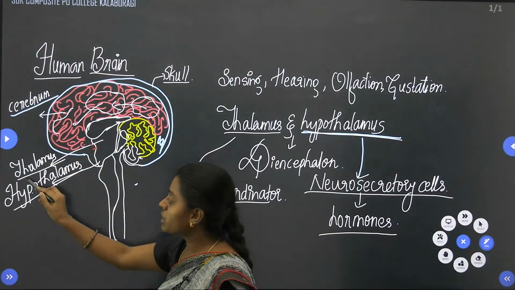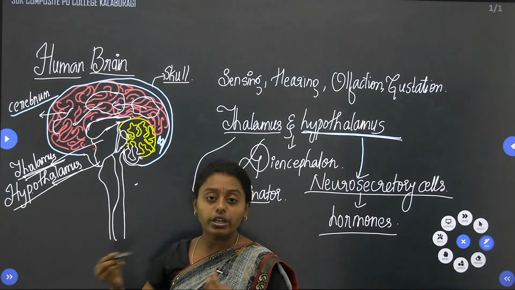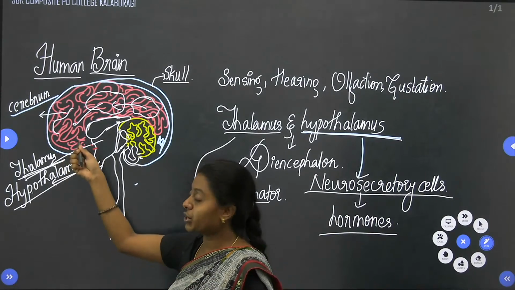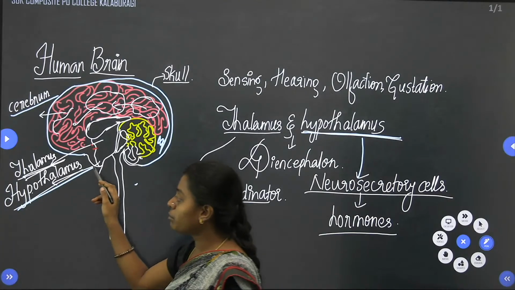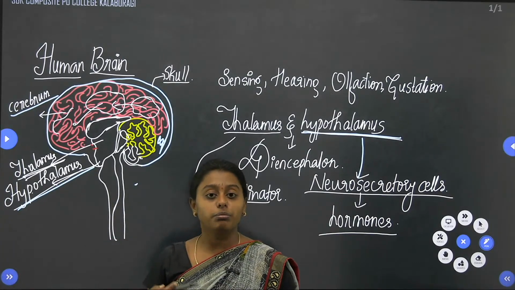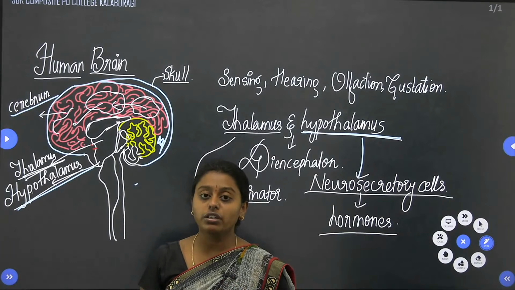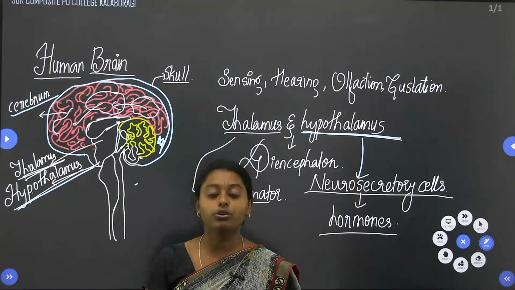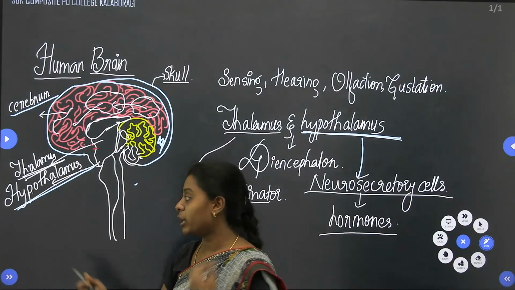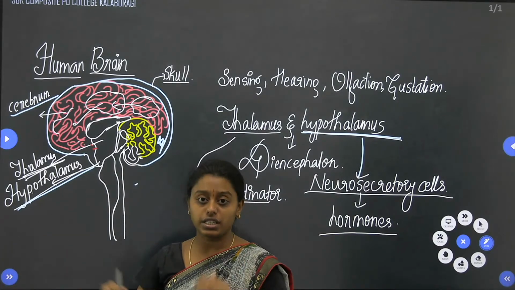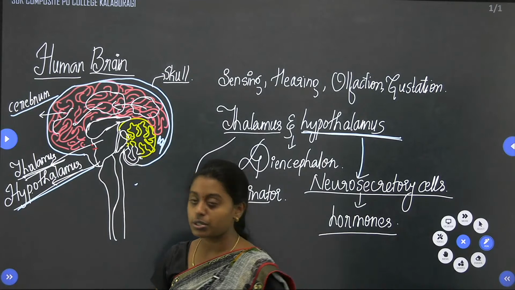And thalamus coordinates the actions between the central nervous system and the peripheral nervous system, and hypothalamus helps maintain the temperature of the body, and the urge of hunger as well as thirst is maintained by hormones that are secreted by the hypothalamus.